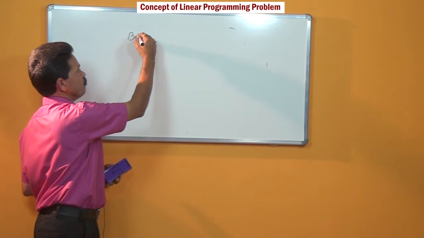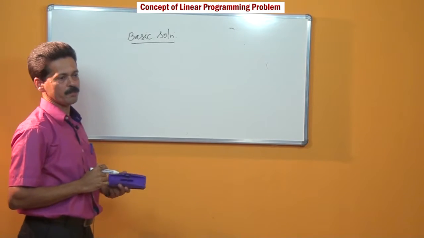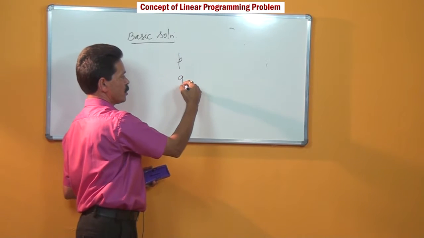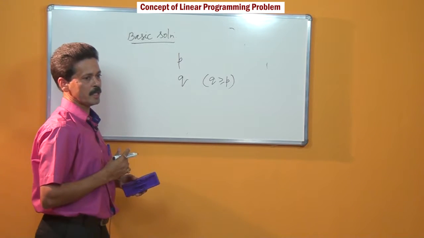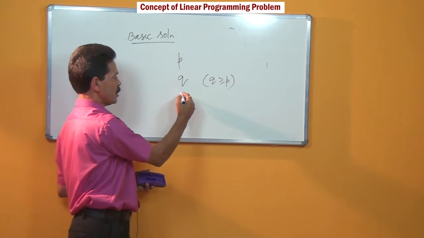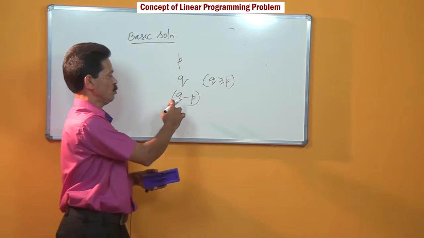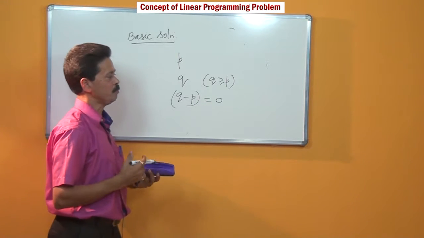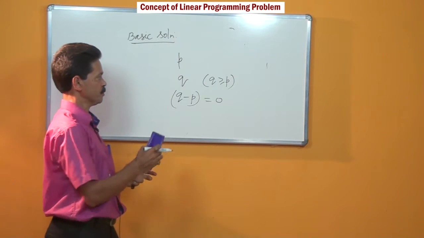Next one, basic solution. If there are p simultaneous linear equations with q unknowns, obviously q should be greater than or equal to p, then a solution obtained by expressing p variables in terms of the remaining q minus p variables, where all q minus p variables are equated to 0, is the basic solution to the set of simultaneous linear equations.